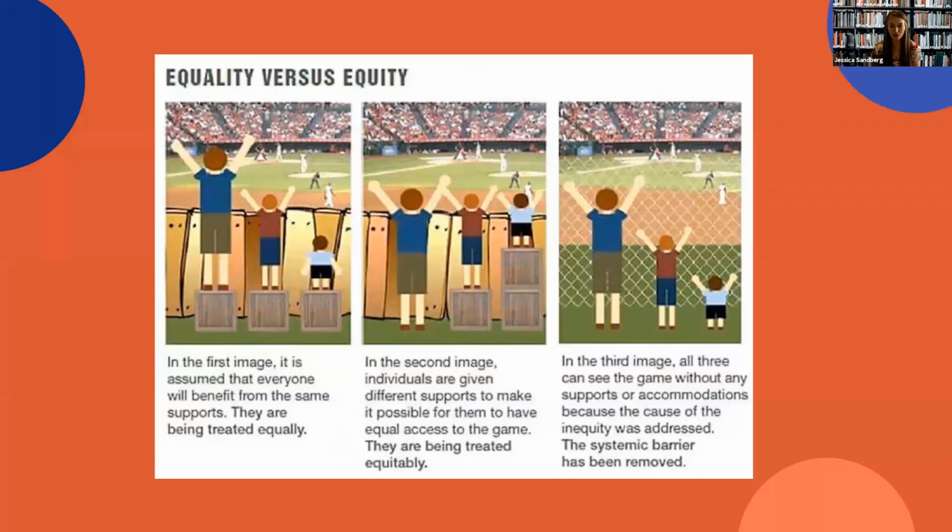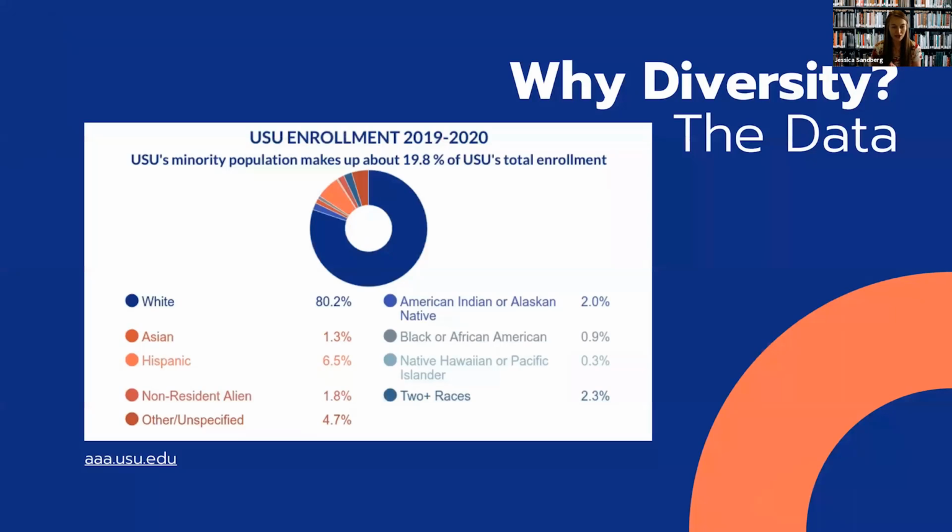But we also wanted to look at why diversity is important for us. And to help us understand that, we actually looked at statistics for Utah State that are provided by USU's Office of Analysis, Assessment, and Accreditation. And these data show us that the USU's minority population makes up about 19.8% of USU's total enrollment. And what this means is that about 1 in 5 of the students we interact with at Utah State will be part of a minority population, which is a lot.